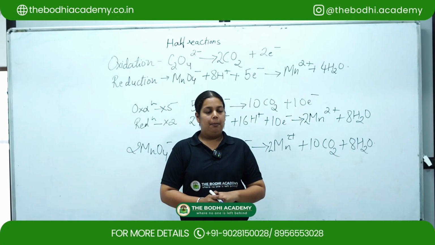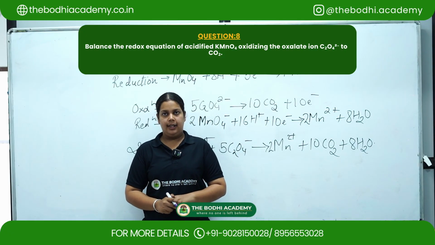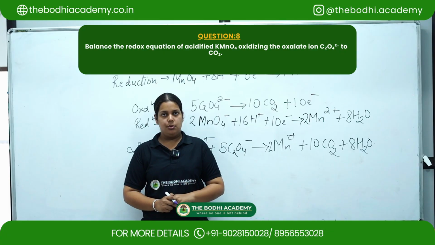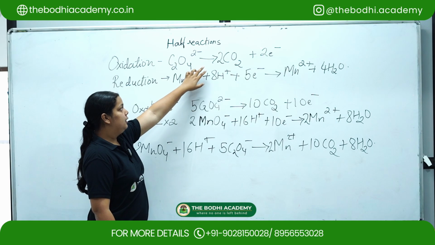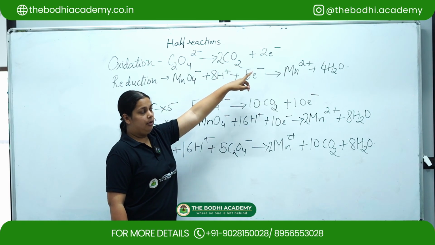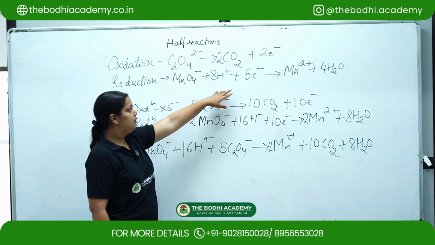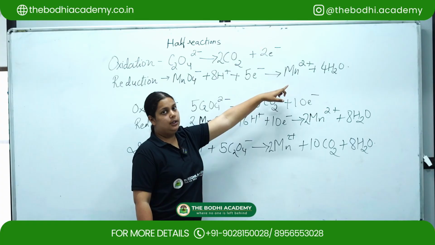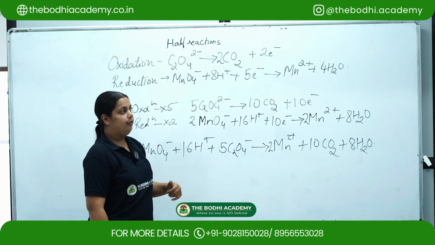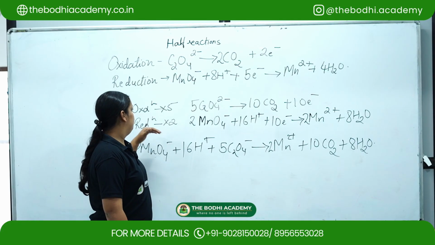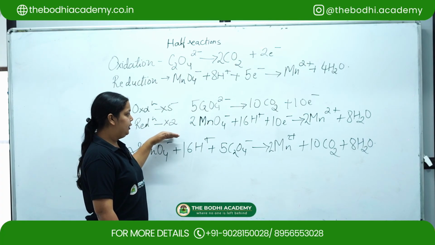Coming to the next question, balance the redox equation of acidified KMnO4 oxidizing oxalate ion, that is C2O4 2- to CO2. So we have the oxidation reaction, that is C2O4 2- gives 2CO2 plus 2 electrons, and we have the reduction reaction, that is MnO4- plus 8H+ ions plus 5 electrons gives Mn2+ plus 4H2O. So 5 and 2 electrons, so we take the LCM of 5 and 2, that will be 10. So we'll have to multiply 5 to the oxidation reaction and 2 to the reduction reaction.